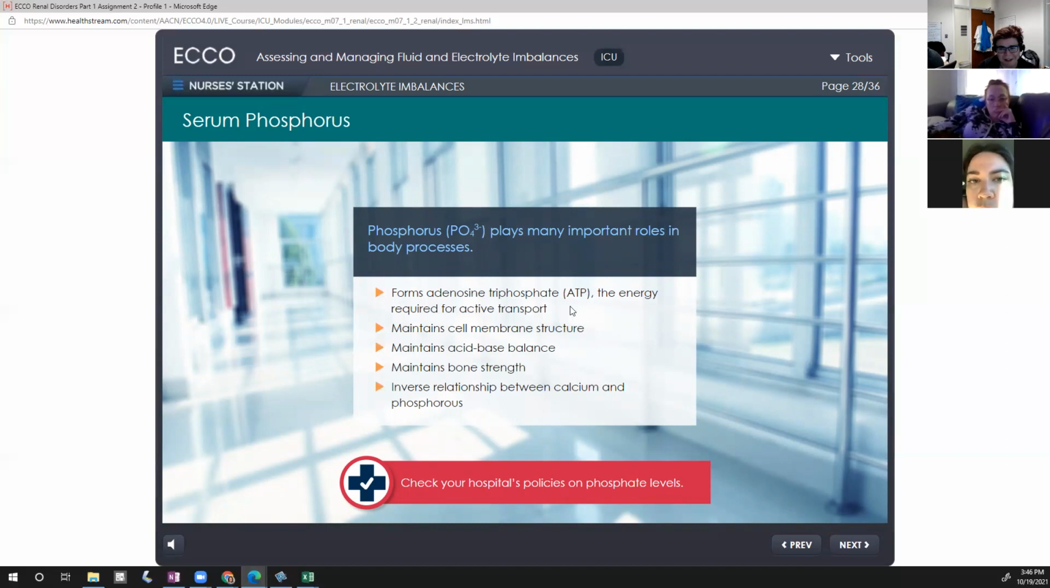One, for energy, because ATP actually requires phosphorus, and it maintains the cell membrane structure. And it's inverse between calcium and phos. So if you've got a low calcium, you may see a high phos. The flip side, though, is if you've got a high calcium level, your phosphorus is going to be low, so it's going to impact your energy production for all active transport. So just bear that in mind if you've got a patient with a high calcium level.